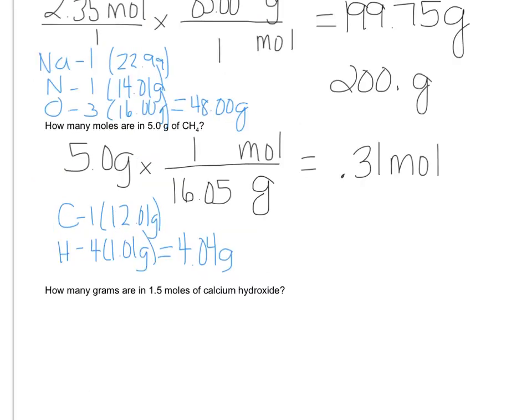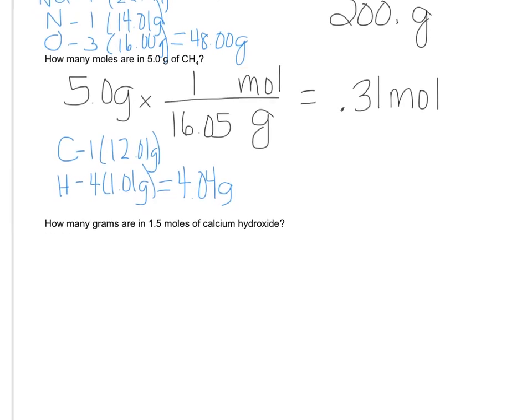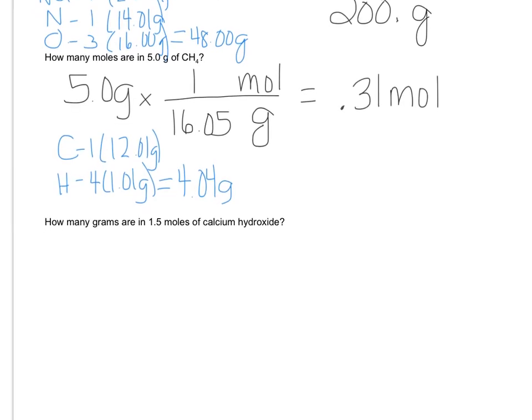And then lastly, the trickiest one, how many grams are there in 1.5 moles of calcium hydroxide? Not tricky because it's any different to set up. We're still going to set up our moles first because that's what we were given. Our conversion factor rules remain the same. We want to cancel out moles, so that goes on the bottom. We're solving for grams, so that needs to go on the top. We're still talking about 1 mole.